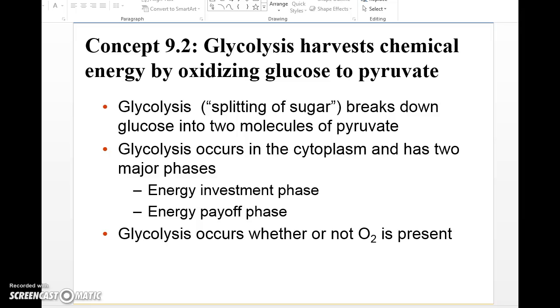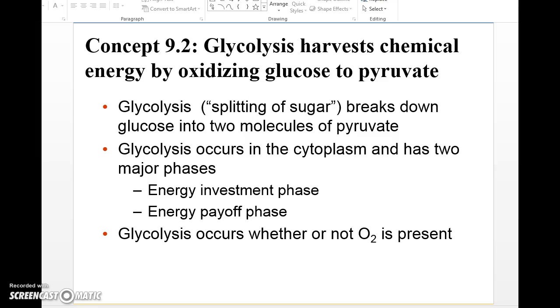So let's look at glycolysis, which is the first phase of cellular respiration. And glycolysis happens both in aerobic and anaerobic organisms. It actually also occurs in organisms that perform fermentation. Glycolysis, as the term suggests, glyco is glucose, lysis is breakdown. So breaking down of glucose is glycolysis.